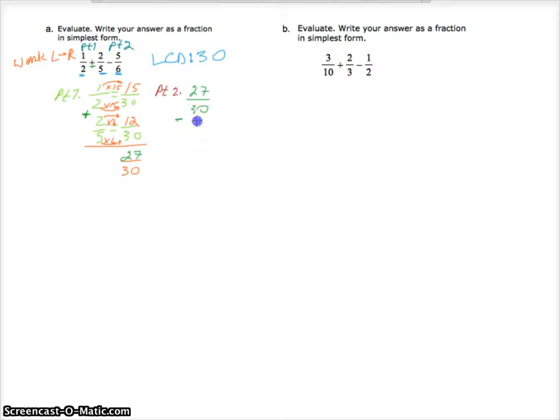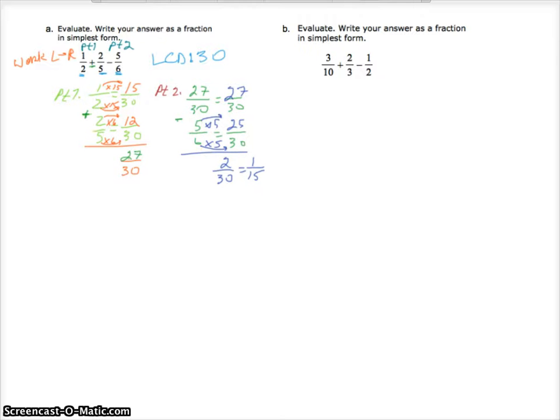minus 5 over 6. Remember, we need to get to something over 30 and something else over 30. From 30 to 30, there's no change, so this is just going to remain 27 over 30. From 6 to 30 is by 5. And from 5 on the bottom, I have to multiply by 5 on the top. It gives me 25 over 30. Now this one is subtraction, so I've got 27 minus 25 is 2 over 30. And if I reduce that, which I need to, that reduces to 1 over 15.